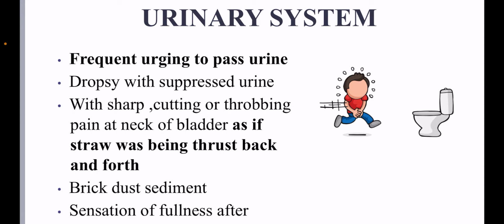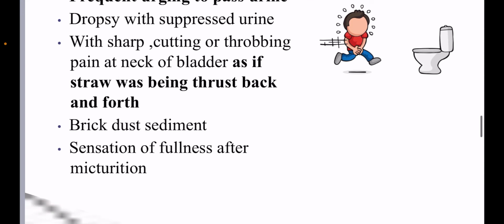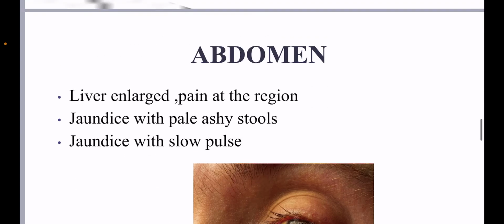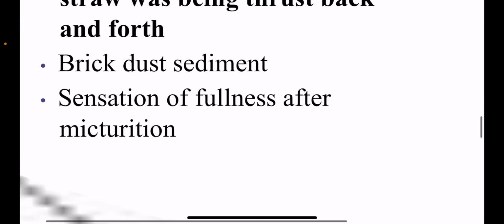You should imagine a urinary bladder. In the neck of the bladder, the straw is being thrust back and forth. This is the sensation a Digitalis purpurea patient will have. Brick dust sediment: the urine is going to be red colored, with brick dust sediment. Sensation of fullness after micturition; the person feels full after micturition.